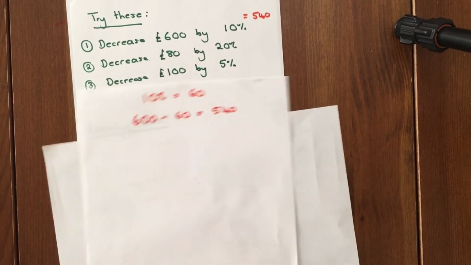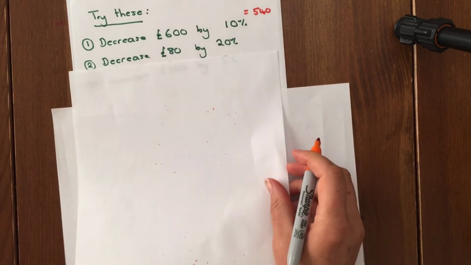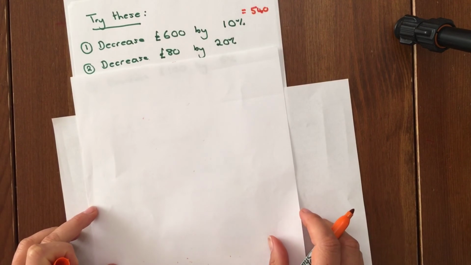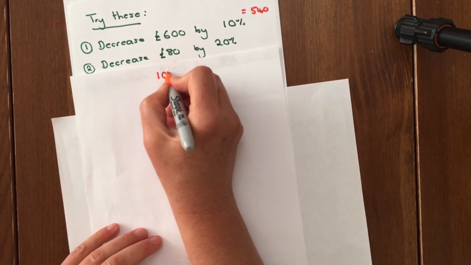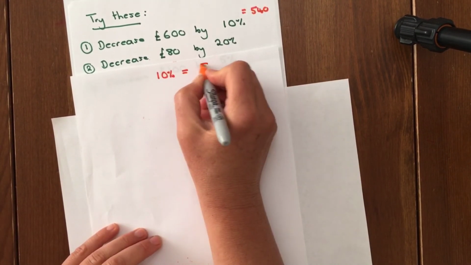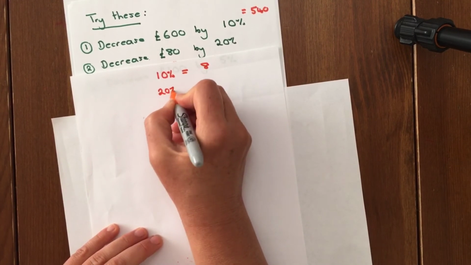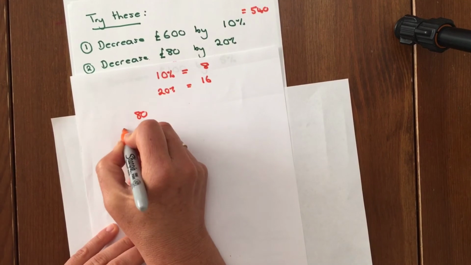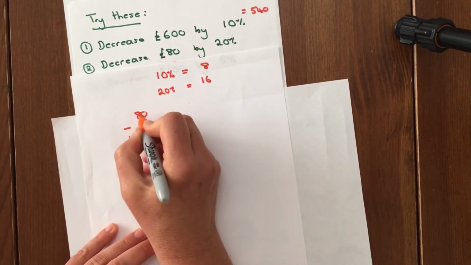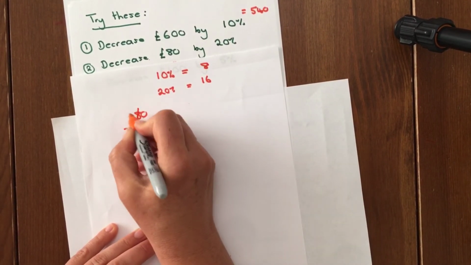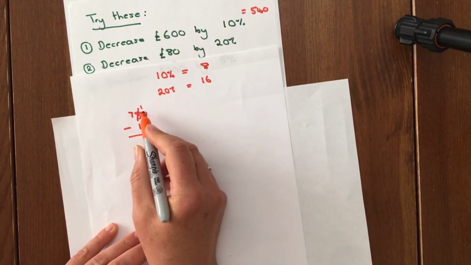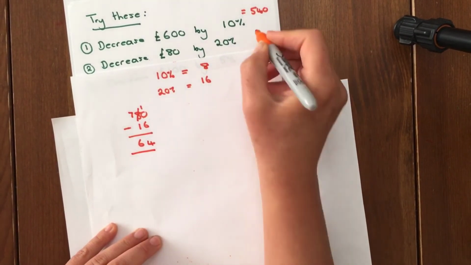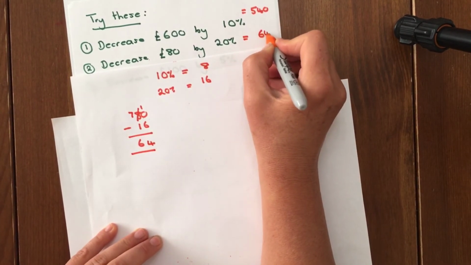Okay, next one. Decrease 80 by 20%. So 10% is 8. 20% is 16. Decrease, so that means take away. So 0 take away 6 I can't do, borrow from the tens. 10 take away 6 is 4. 7 take away 1 is 6. So my answer is £64.